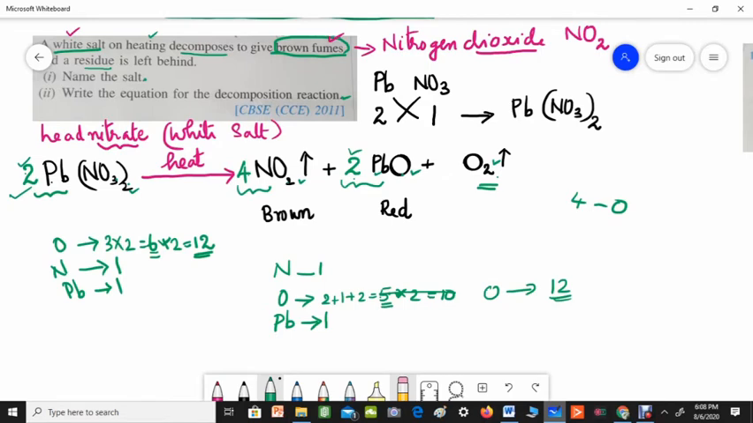So in this question we have already answered 2 parts now. Name the salt, that is lead nitrate, and write the equation for the decomposition reaction. That also we wrote. And what type of reaction is this? That is a thermal decomposition reaction. When you heat lead nitrate, brown fumes of nitrogen dioxide are obtained, and a red colored substance, lead oxide, is also obtained along with this product. Now let us move to the next question.